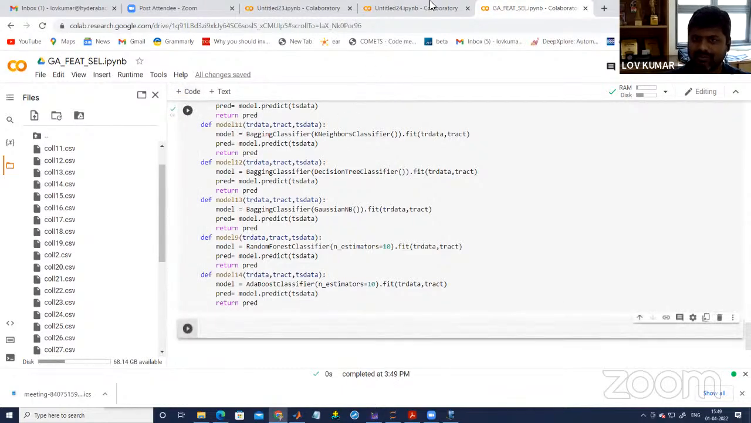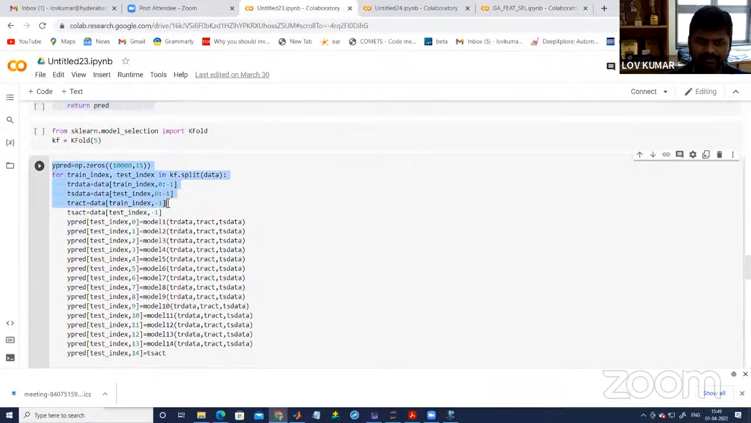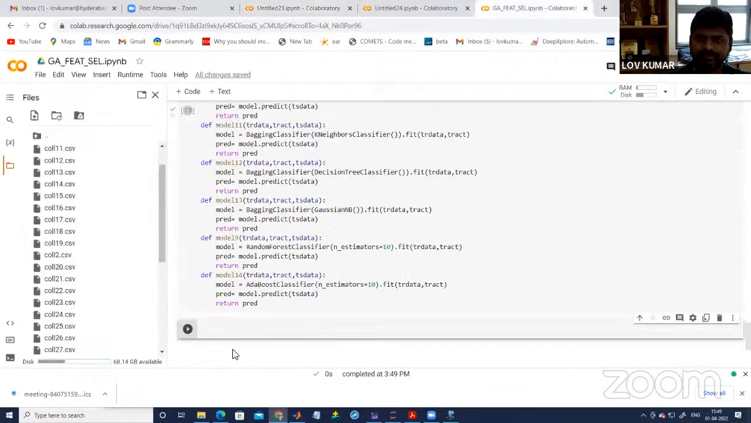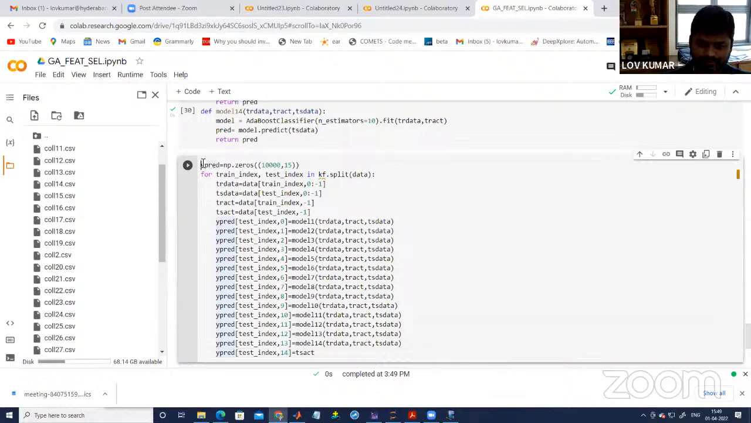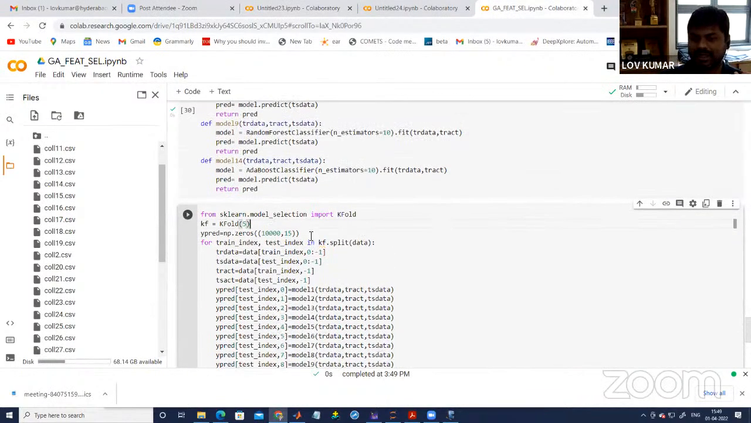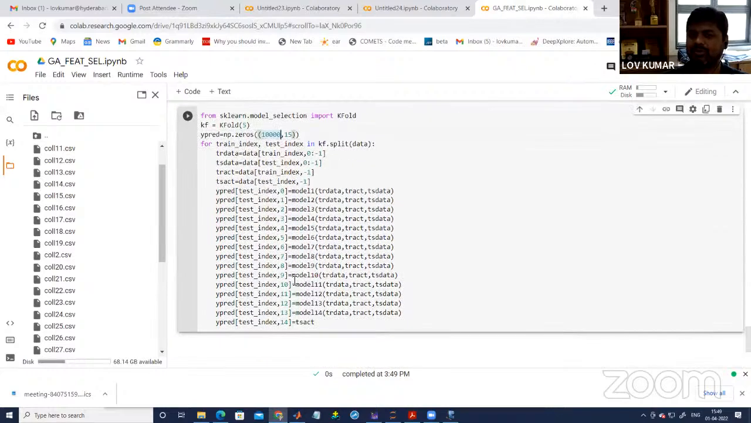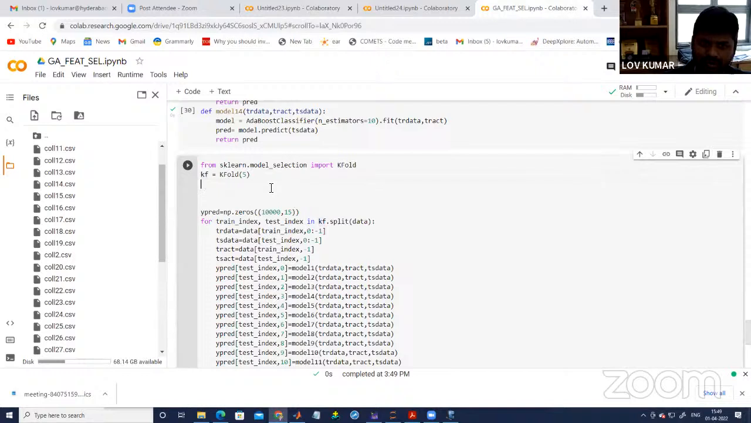So here you can see we have already done this. Now we are using k-fold cross validation here. We are using the 5-fold cross validation technique, and after that we are going to read the data, and for each data we will calculate the predicted value and the actual value. So now again we'll go for all the 36 data.